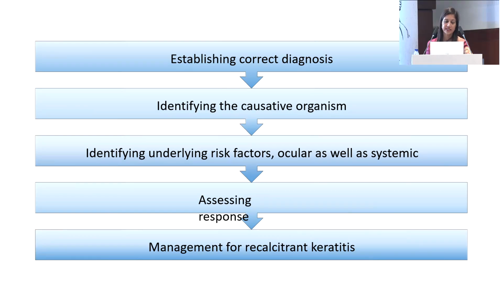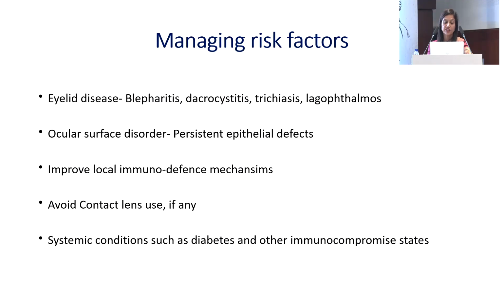So all these help us in establishing the correct diagnosis, identifying the causative organism, identifying the underlying risk factors, ocular as well as systemic, assessing the response, and then managing recalcitrant cases. Risk factors should also be managed. If the patient has blepharitis, dacryocystitis, trichiasis or lagophthalmos, then you should manage the cause also. If he has an ocular surface disorder, or if he is using contact lenses, then he should be taught the correct usage of contact lenses. And systemic conditions like diabetes and immunocompromised state should be managed.